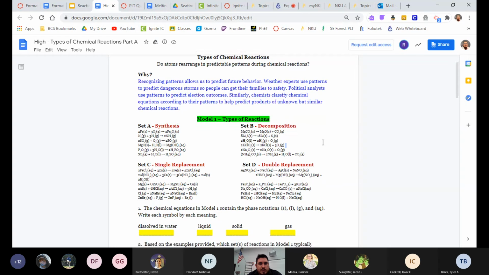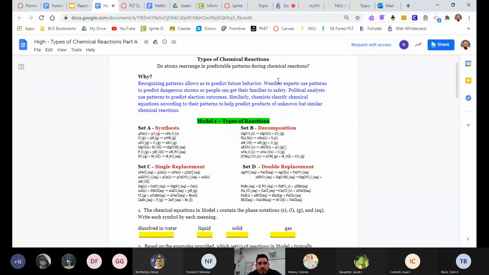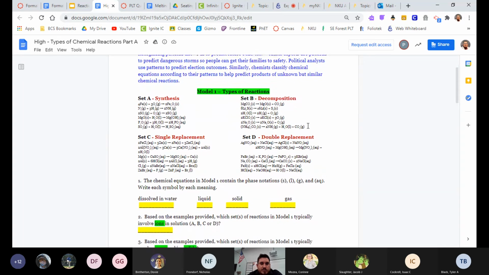All right, so do atoms change in predictable patterns during chemical reactions? So why are we learning about this? Recognizing patterns allows us to predict future behavior, which is what chemistry is all about. Weather experts use patterns to predict dangerous storms. Political analysts use patterns to predict outcomes for elections, and chemists can use patterns to figure out what's going to happen in a chemical reaction and whether or not we need to be extra safe, which we should always be.